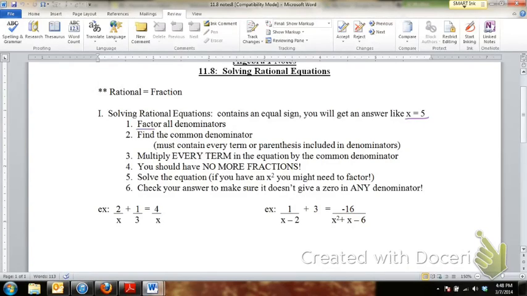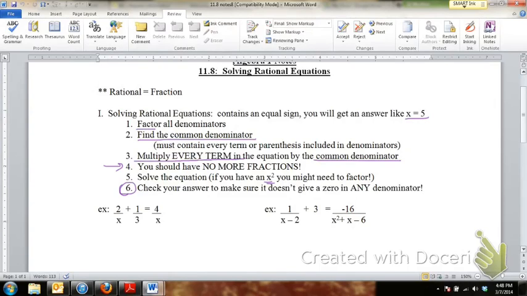So again, you want to factor everybody you can. Now, you're going to need a common denominator in these, because you're going to have addition and subtraction. The easiest way to solve these is to multiply every term by the common denominator. And at that point, magic is going to happen and all your fractions are going to be gone. Solve the equation that's left. If you have an x squared term, you might need to factor to solve.